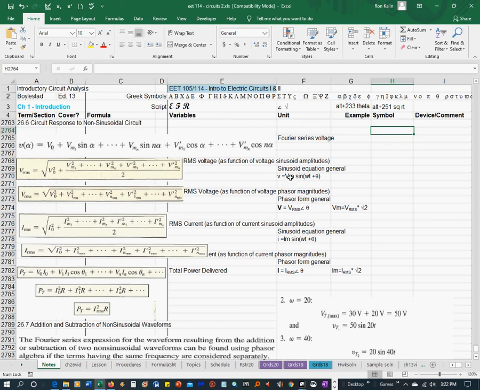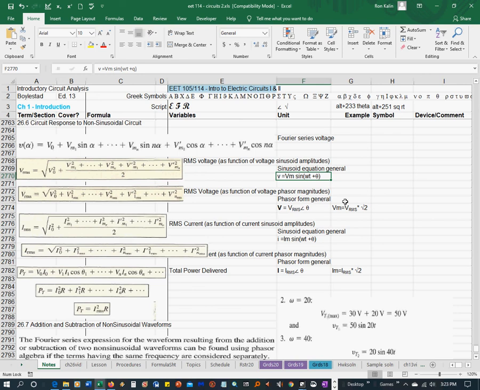Here I have written the general sinusoidal equation. You guys remember what this looks like. So these two equations are the same. The only thing they did with this equation is they used the RMS voltage as a function of the voltage phasor magnitudes. This is the general form of the phasor. Okay, I used a bold V, meaning it's a vector, and then this is V RMS, angle of theta.